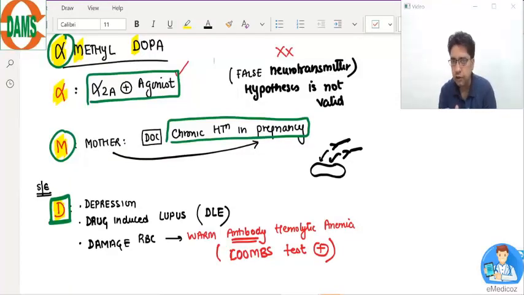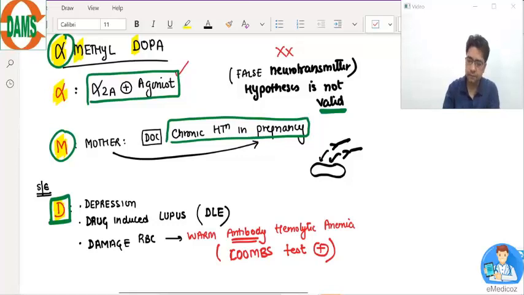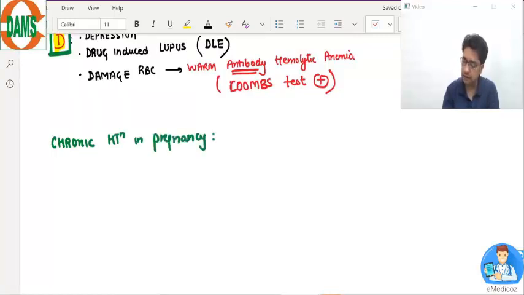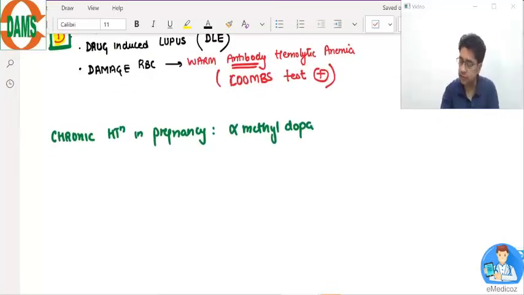Okay. What is the false neurotransmitter hypothesis? It is not a valid hypothesis. You don't have to remember this. What you have to remember is this point. Now, what we have written is that alpha methyl dopa is for chronic hypertension in pregnancy. The drug of choice is alpha methyl dopa. Why? Because it is the safest drug in pregnancy.